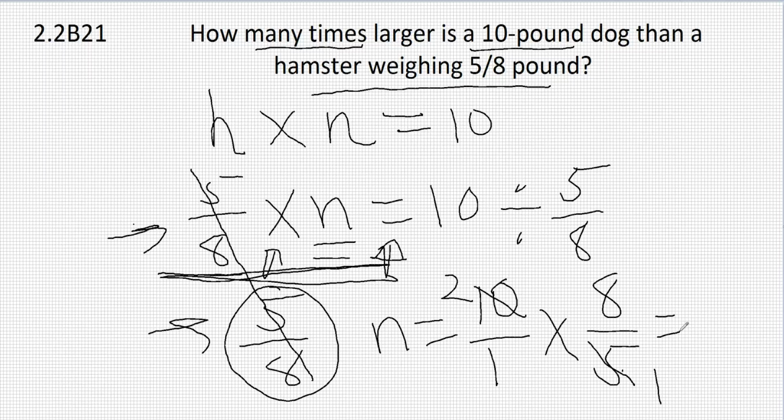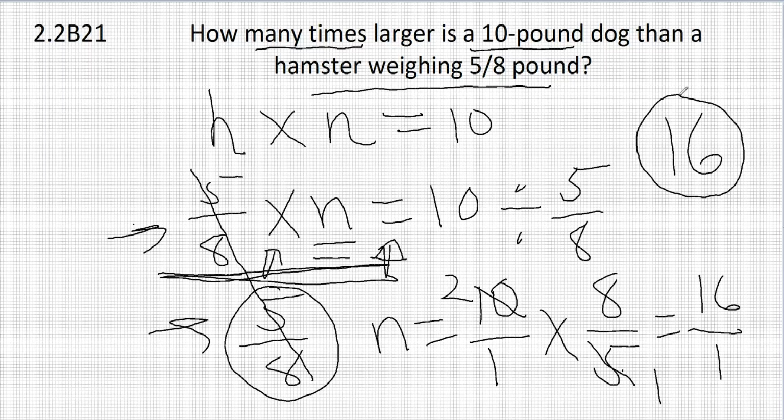2 times 8 is 16. 1 times 1 is 1. So we end up with the dog being 16 times heavier than a 5/8 pound hamster.